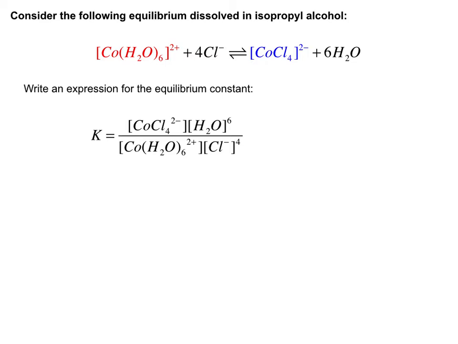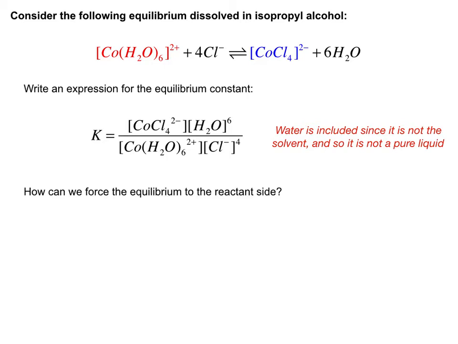And the reason we're including water in this equilibrium is because we're dissolving in isopropyl alcohol. So we're not in an aqueous solution, so water is not a pure liquid in this case. So we're going to include it in our equilibrium constant expression. And then on the bottom, we'd have our reactants, so our cobalt water complex times our chloride ion concentration to the 4th, because there's a coefficient of 4.